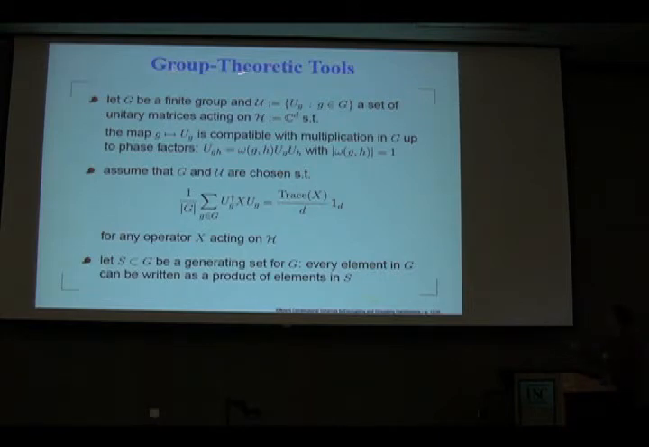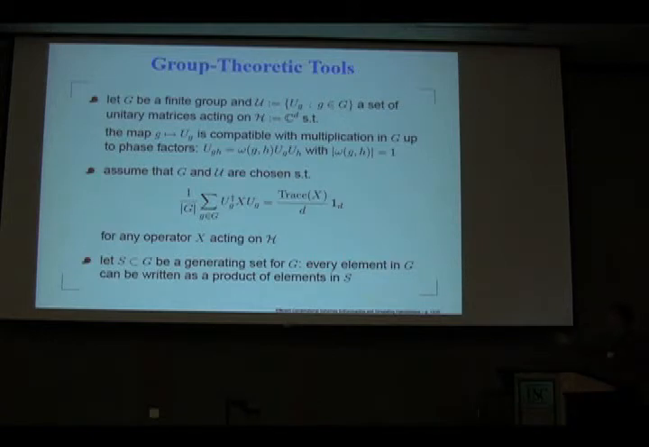But now let's move to some group theoretic tools. So let G be a finite group, and U a set of unitary matrices that are indexed by the group elements g. Let's assume that the group G and the set are chosen in such a way that this map, g goes to the unitary matrix U_g, is almost compatible with multiplication in the group. What I mean is that it's compatible with multiplication in G up to a phase factor. So the unitary matrix corresponding to g times h is equal to the product, but possibly with some phase factor. Something like this is called a projective unitary representation of this group, but that's not so important.